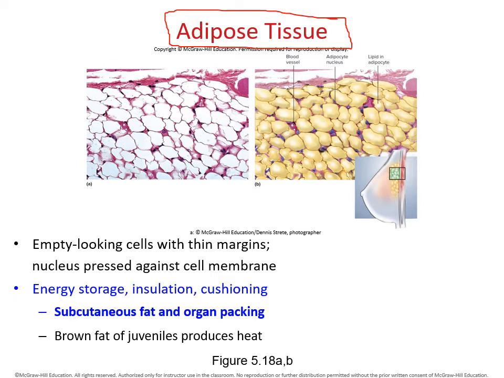Adipose tissue has many different functions in the body. One of them is energy storage. It also helps keep us warm, so insulation, and of course cushioning, padding to the body itself. It helps keep the organs packed together, and it gives them a nice little protective layer around them.